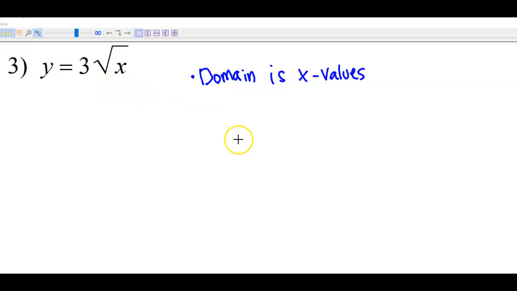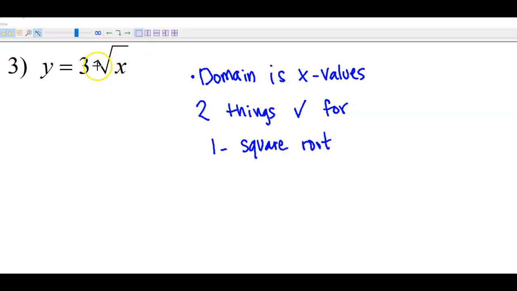Okay, so there's going to be two things that you're going to check for. The first one is you're going to check for a square root or a radical symbol. If you have a square root in your function like this one has here, then we're going to have to restrict the domain, because remember, we cannot take the square root of a negative number. When I say restrict the domain, it means I'm going to have to exclude some x values from the domain. Okay, so I can have certain x values, but there are some that I can't.